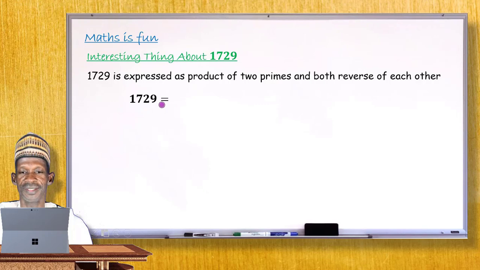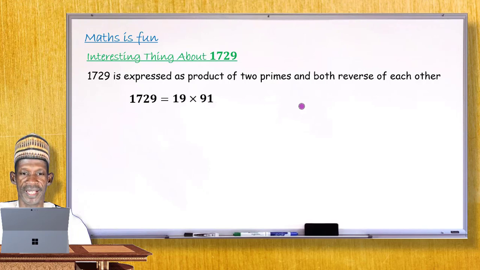So 1729, like I have said, can be expressed as a product of two primes. This is not just special. Many numbers can be expressed as a product of two primes. But what is very, very special with this number is that those prime numbers are reverse of each other, meaning they are mirrors of each other. So let's see.